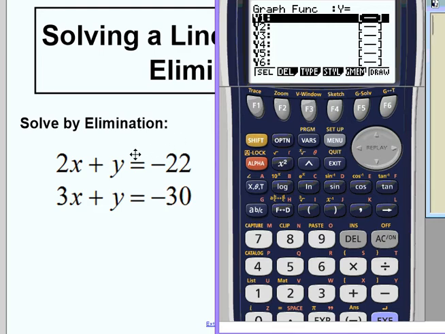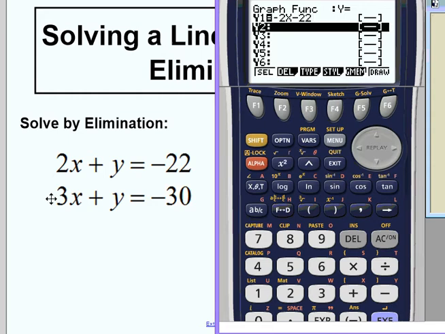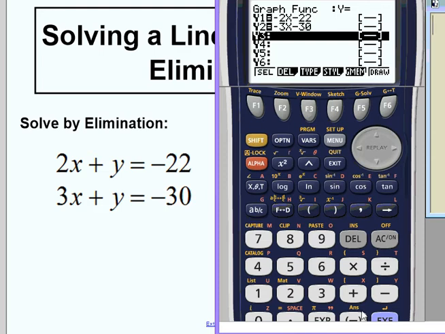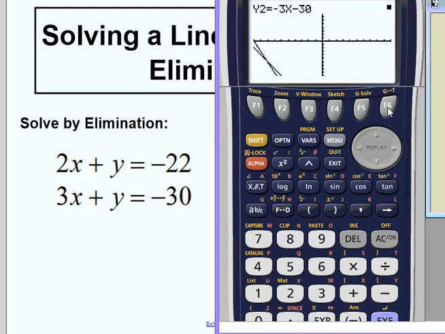So to put this in slope-intercept form, all I have to do is take the 2x over, and y would equal negative 2x minus 22. And then y sub 2, I'll put this other line, which, bringing the 3x over, becomes negative 3x minus 30. Guys, notice how when I had something that was negative, I used the little minus button down here. And when I was subtracting, I put the subtraction button. Okay, so now I'm going to draw those two graphs.